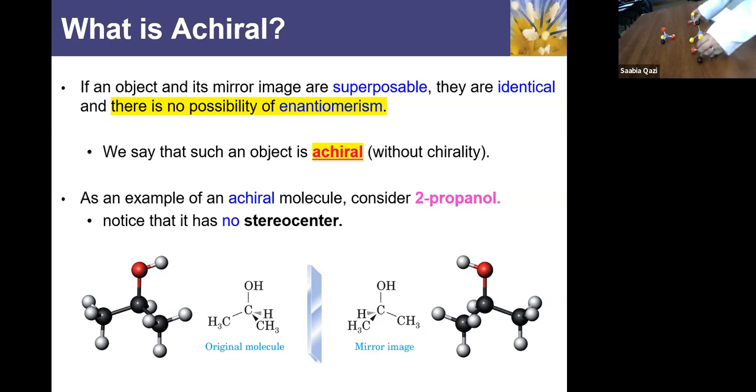So 3 things should be satisfied. 1, as I said, it should have what? A stereocenter, a chiral center. Number 2, non-superimposable mirror images. And number 3, a molecule should be asymmetrical. These are the 3 criteria for a particular compound to behave as a chiral compound.